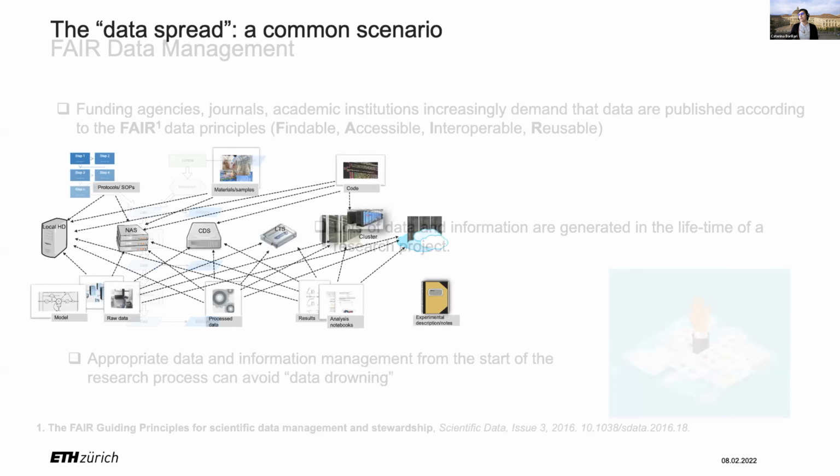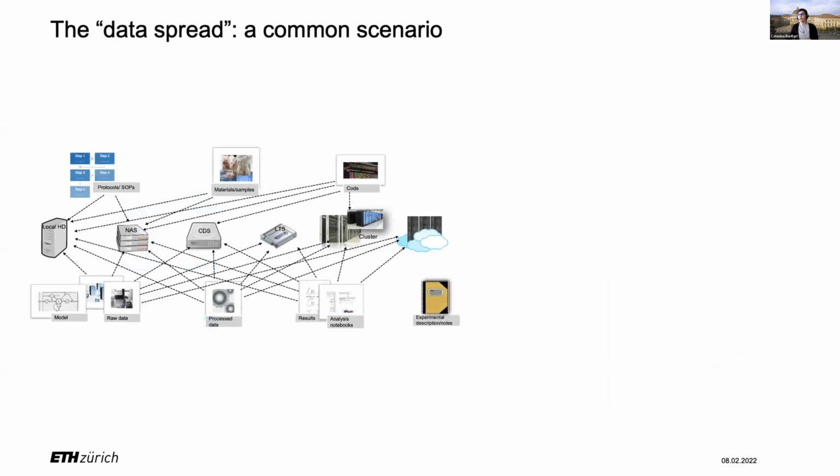This is a situation that we often see. I call it the data spread. This is what we often see when we work with labs at ETH, but also in other institutions. In projects, in a research group, there are often different components that are part of the research process. You have maybe your protocols, your materials, the code, the data, spread a little bit everywhere in different types of storages that may be available to you.